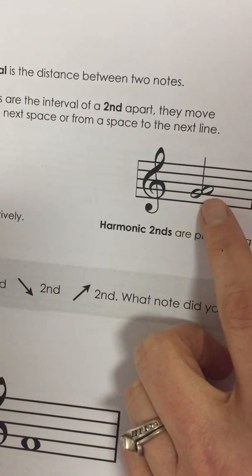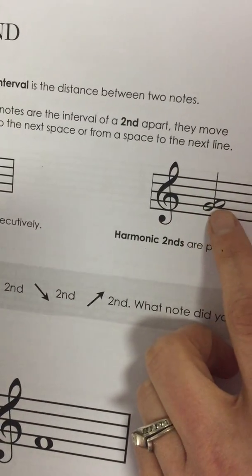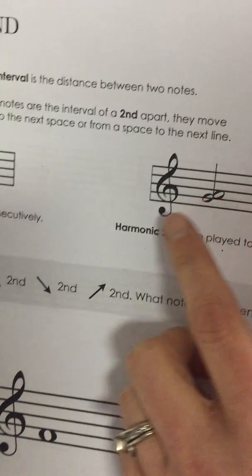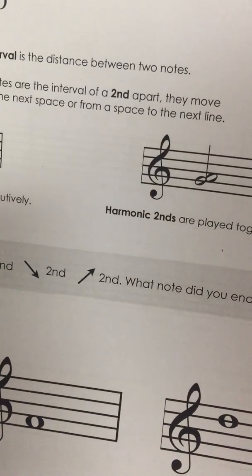Here we see them together on the same stem. This means you would play both of these notes at the same time, right next door to each other. These are called harmonic seconds because they're played together like notes in harmony.